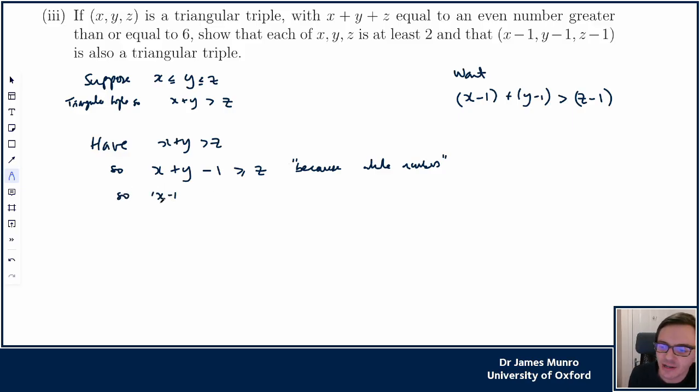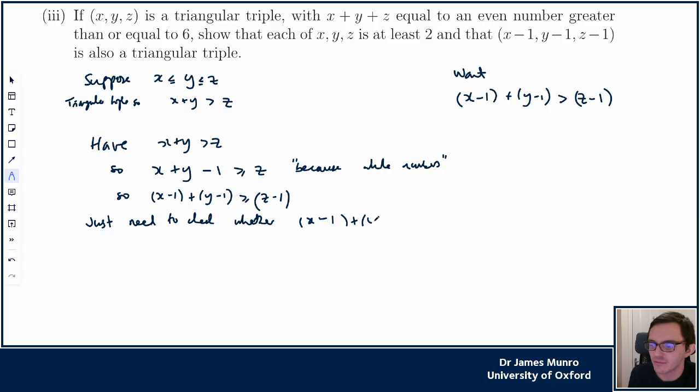So in fact we can write this thing. If I subtract 1 from each side, and that's fine because I'm doing the same thing to both sides, x minus 1 plus y minus 1 is bigger than or equal to z minus 1. We're almost done. We just need to check whether x minus 1 plus y minus 1 is actually equal to z minus 1. This would be a problem because then this inequality wouldn't be a strict inequality. We're trying to prove that x minus 1 plus y minus 1 is strictly bigger than z minus 1.